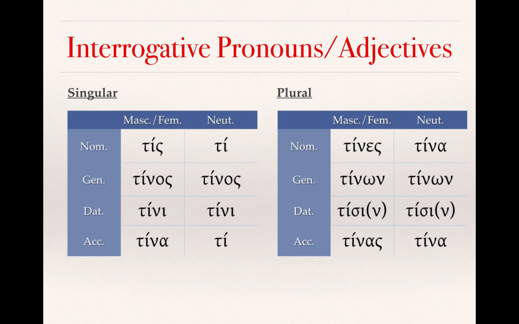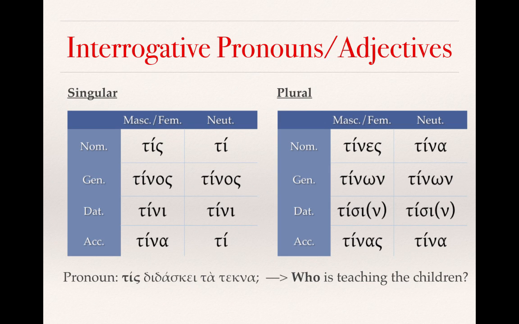So let's take an example first of the pronoun. Tis didaskei ta tekna? You'll notice the semicolon at the end, which indicates this is a question. So we know that the tis there, in addition to the special accent, is an interrogative pronoun. And so we would translate this as who is teaching the children?